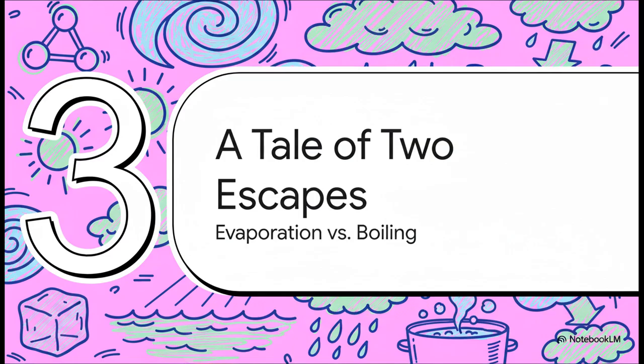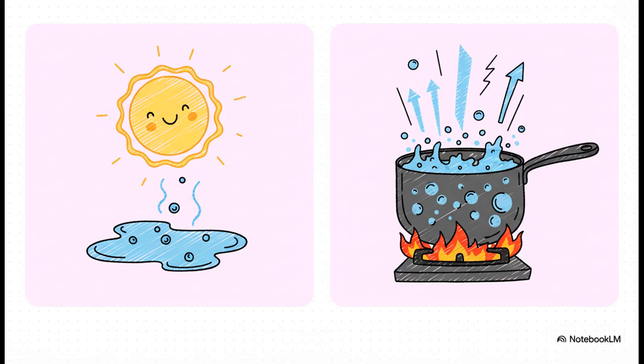But hold on, there's a little twist in our story. Evaporation isn't the only way for a liquid to become a gas. There's also boiling. And even though they both get the same job done, they are two totally different kinds of escapes for our little water molecule. This slide really lays out the key differences. Evaporation is a slow, sneaky process, right?